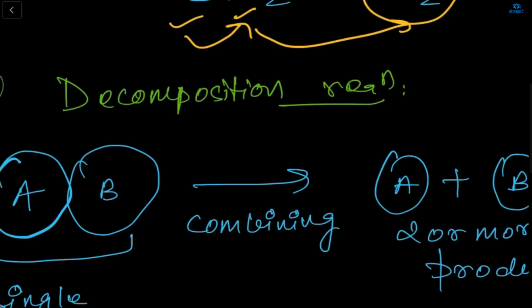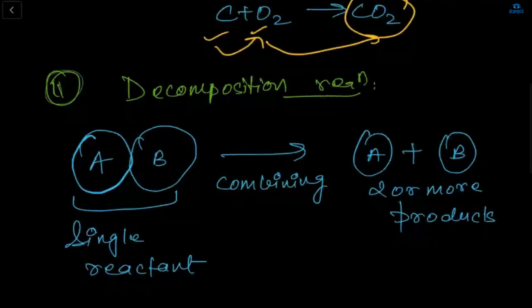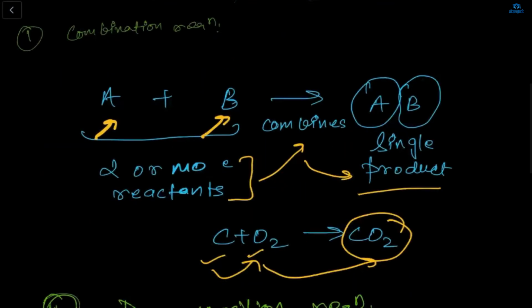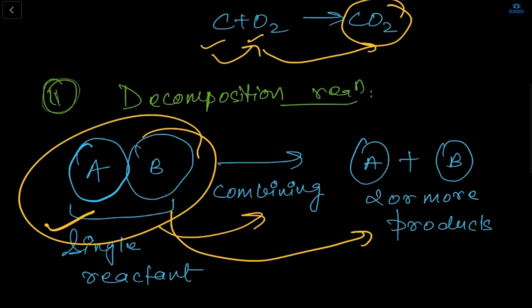Next reaction is your decomposition reaction. Here, this is the opposite of your combination reaction. Why? Because here, a single reactant is getting decomposed to form two or more products. So this is a decomposition reaction. In combination, two or more reactants are getting combined to form a single product, and here the single reactant is getting decomposed to form two or more products. Okay, any doubt in these two, combination and decomposition?